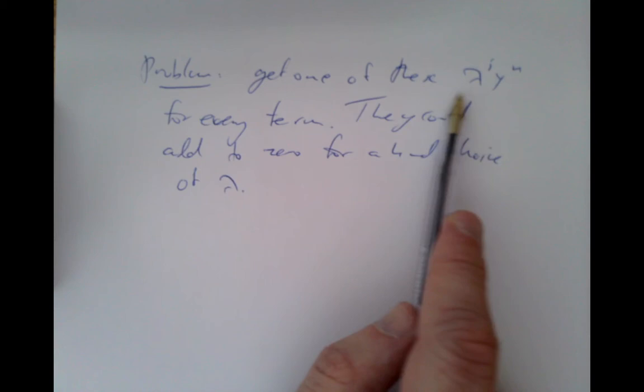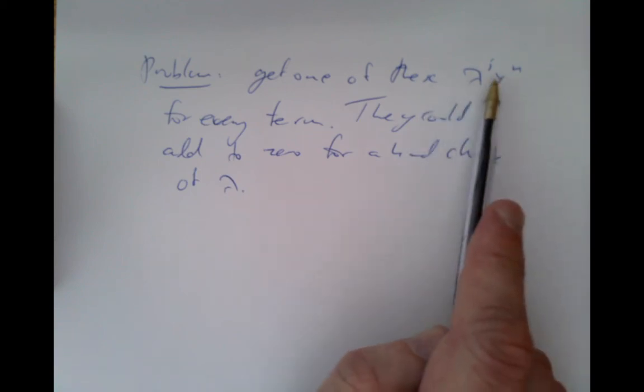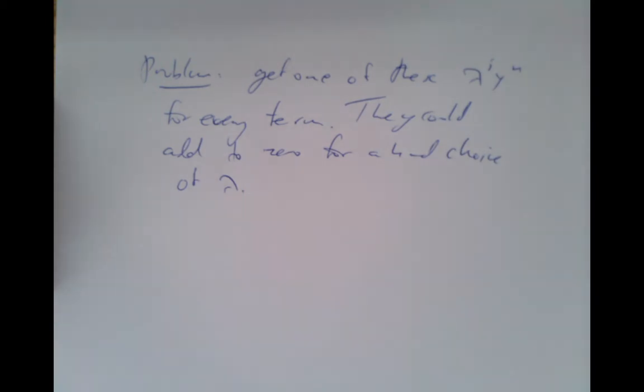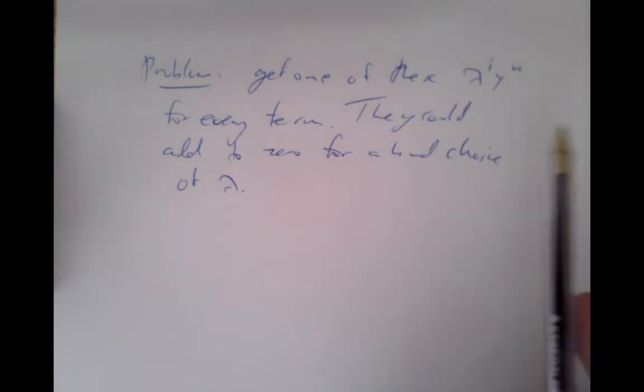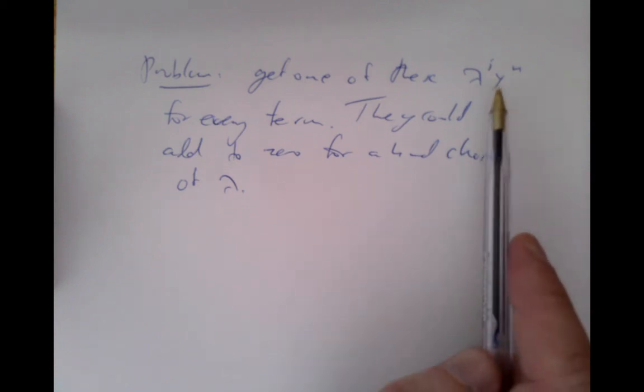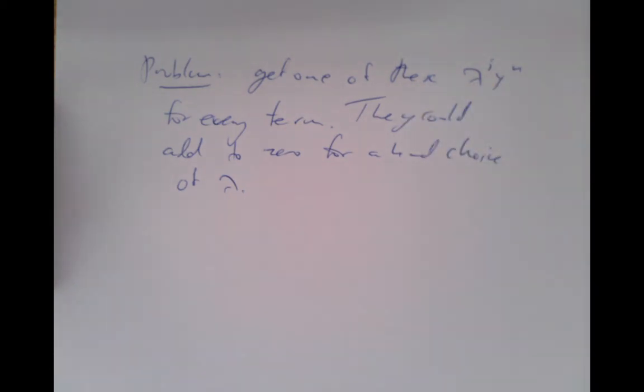Again, if I was working over an infinite field, I'd have no trouble because I could always pick a lambda for which that doesn't happen. All I have to do is find a lambda for which those cancellations don't occur. The cancellations only occur for some polynomial in lambda vanishing, so I just have to make sure that lambda is chosen not to make that polynomial vanish.